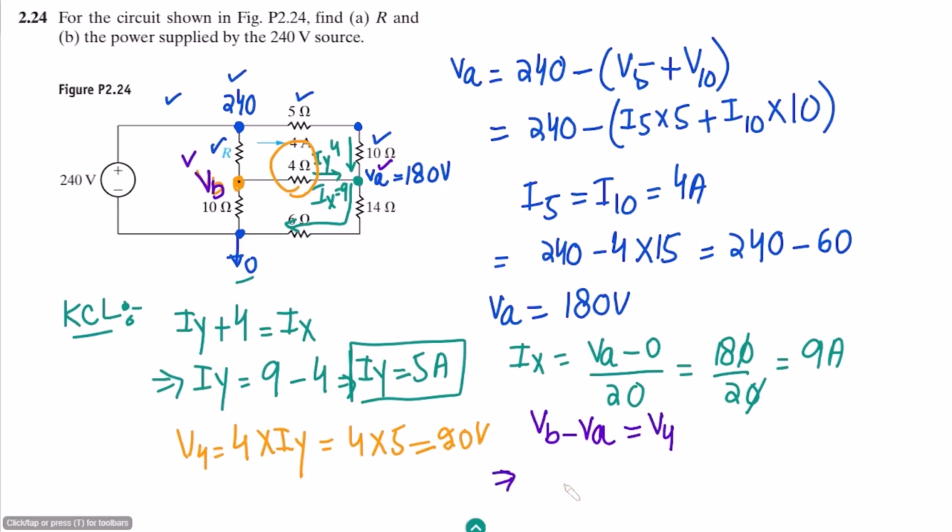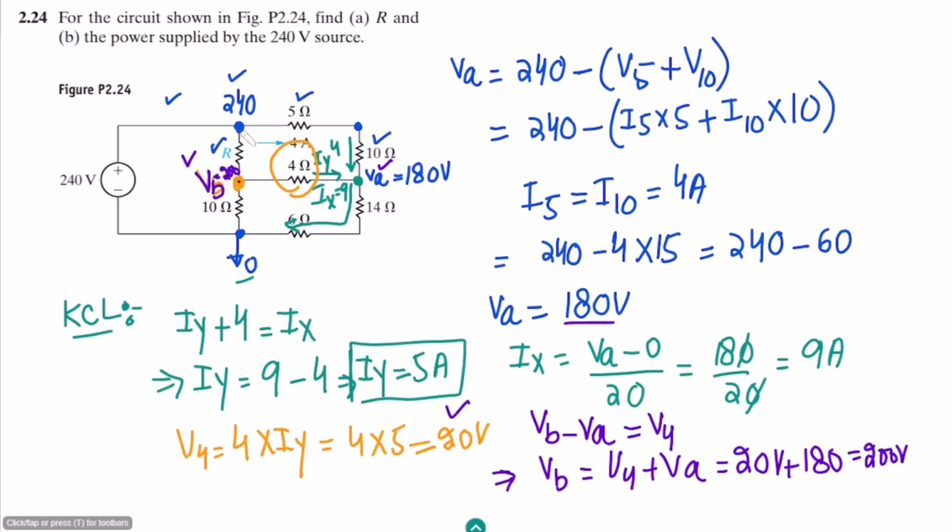Let me write here all the values. So VB is equal to V4 plus VA. V4 is how much? We have found it out, that is 20 volts. VA is how much? That is 180 volts. So this is now 200 volts. So this voltage is also known.